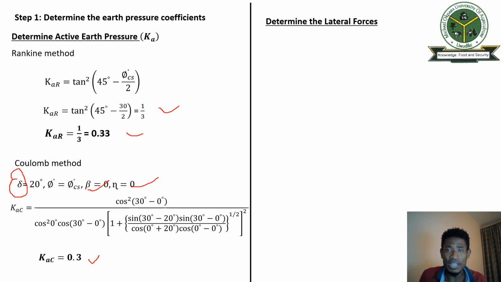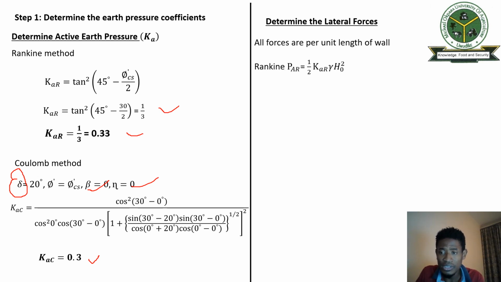Now once you've done this, you move to the next part, which is to determine the lateral forces, and it's a simple formula for determining the lateral forces. I know that I derived these things in the class before I traveled. So you know this formula already: if you multiply the earth pressure coefficient by the unit weight of the soil, multiplied by the square of the height, you will be able to determine the lateral force.